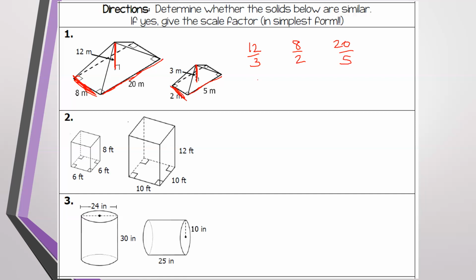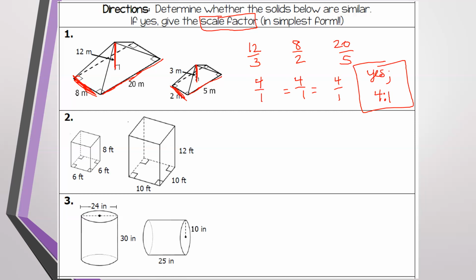Well, 12 over 3 reduces to 4 over 1. 8 over 2 reduces to 4 over 1. And 20 over 5 reduces to 4 over 1. Those are all equal. So because all of those ratios reduce to the same number, we can say, yes, they are similar. And then the scale factor is whatever they reduced to. So our scale factor, you could write it as a fraction, 4 over 1, or you could write it with that colon. Remember doing that with our similar figures? So the scale factor can be 4 to 1.